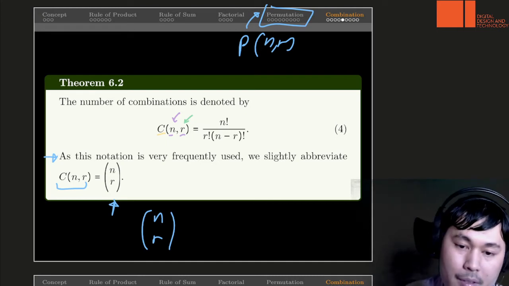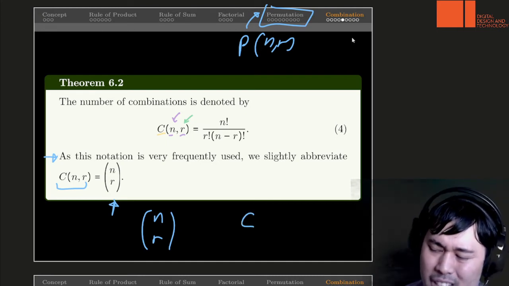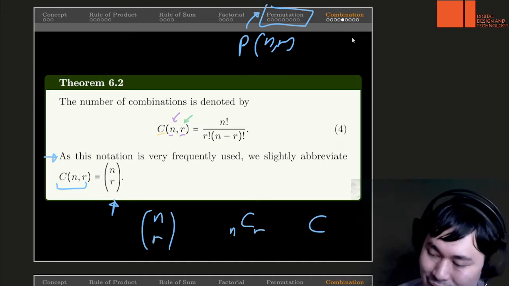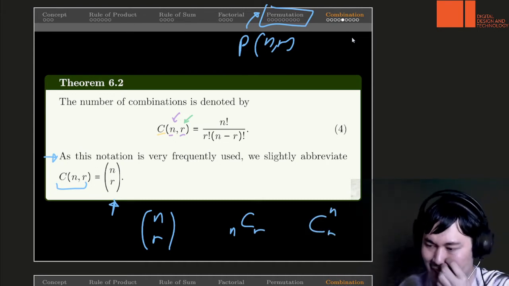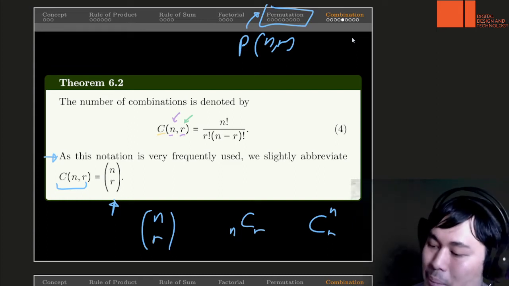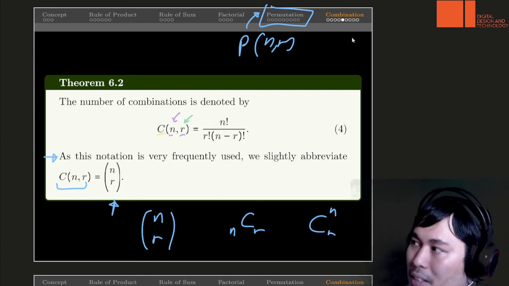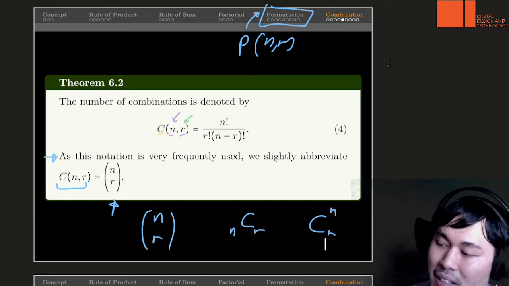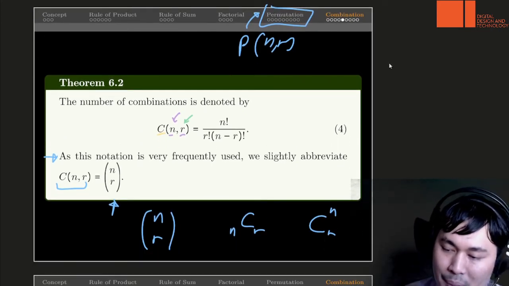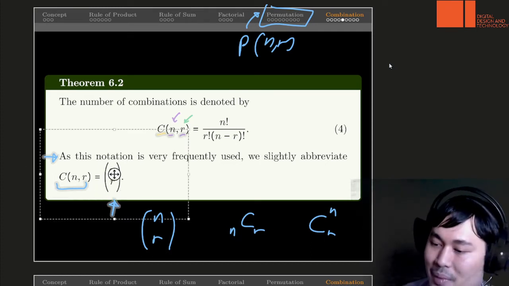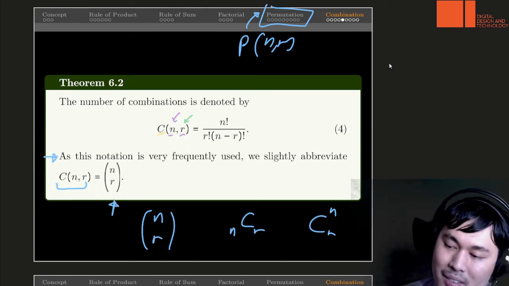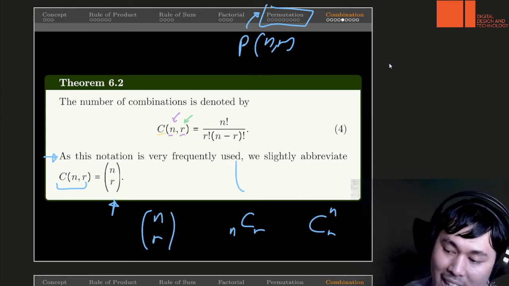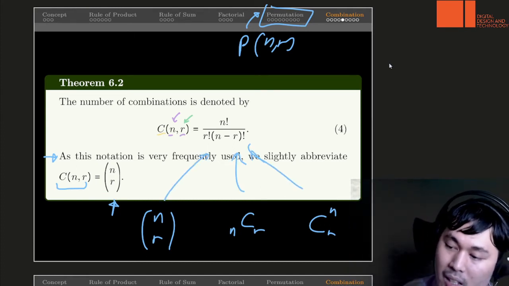Also, in some textbooks you will see C with n and r as subscripts, and sometimes other variations. People use lots of various variations of these formulas. But make sure that you understand the concept: there are n objects, you choose r, and no matter where they are, they all have the same formula.